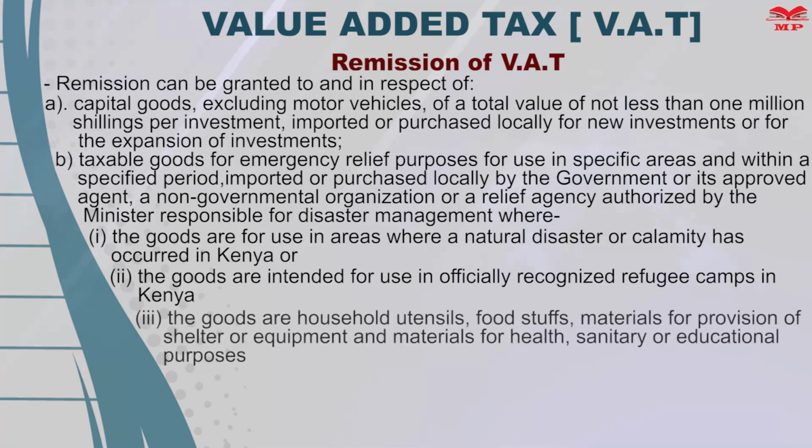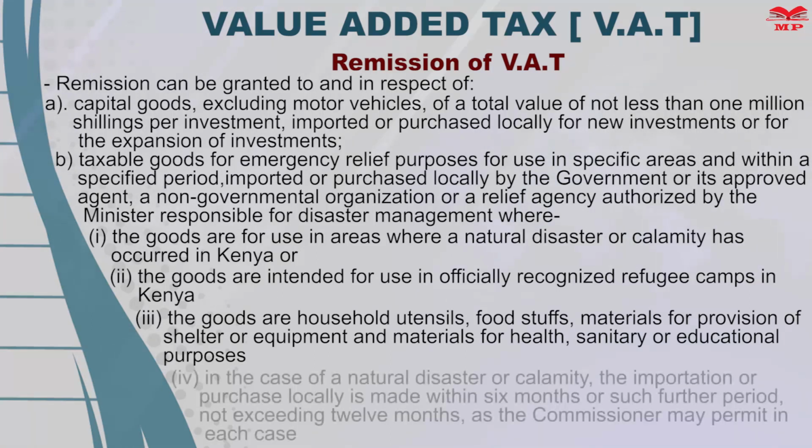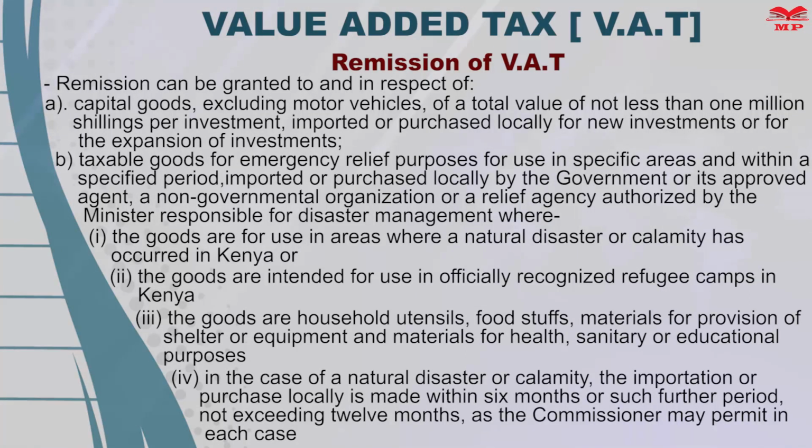3, the goods are household utensils, foodstuffs, materials for provision of shelter or equipment, and materials for health, sanitary, or education purposes. 4, in case of a natural disaster or calamity, the importation of or purchase locally is made within 6 months or such further period, not exceeding 12 months, as the Commissioner may permit in each case. Part C, when the Commissioner can waive the tax or remit it.